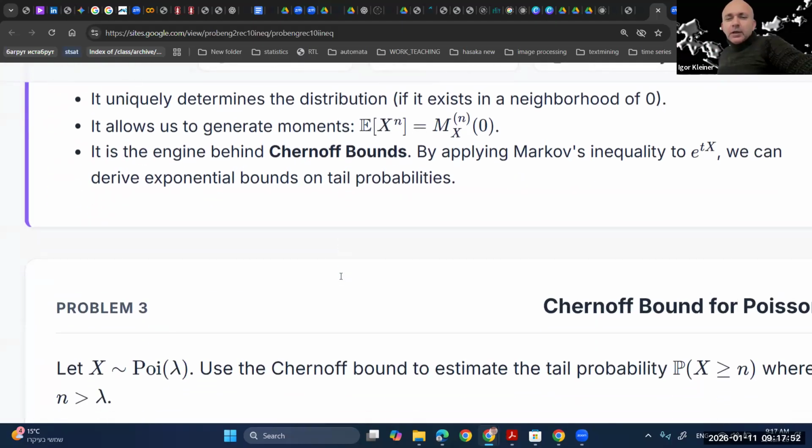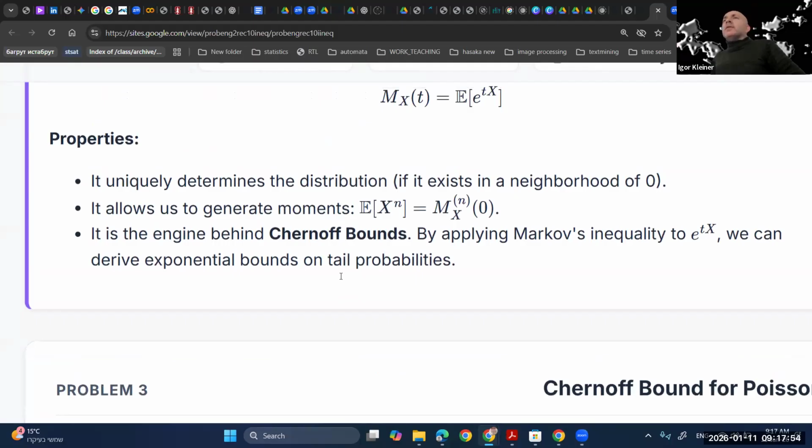We can use it on non-negative random variables. The PGF is for integer and non-negative. For the MGF, you remove the integer requirement. And the characteristic function works for any random variable, but it's hard to use because it's a function of a complex random variable.